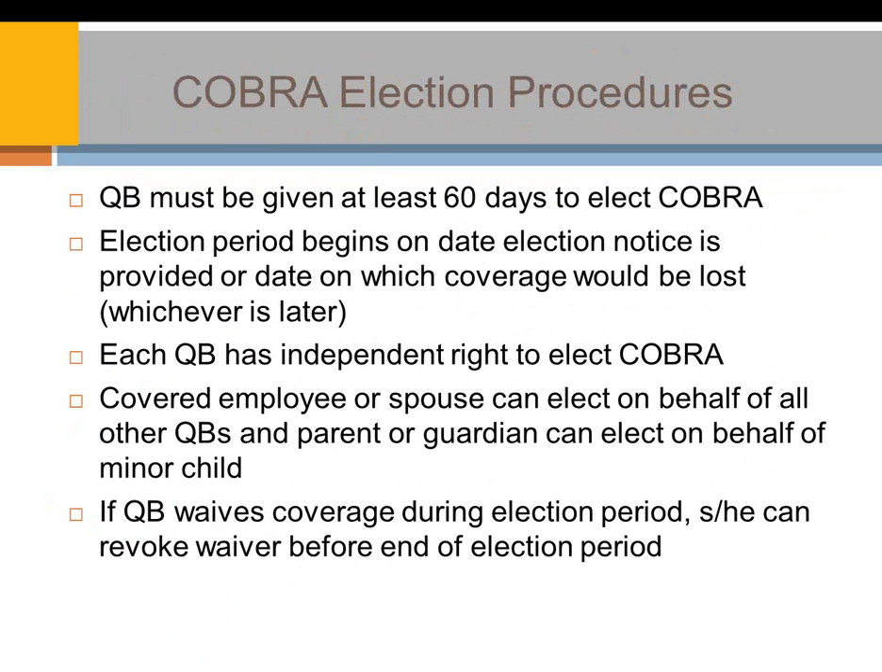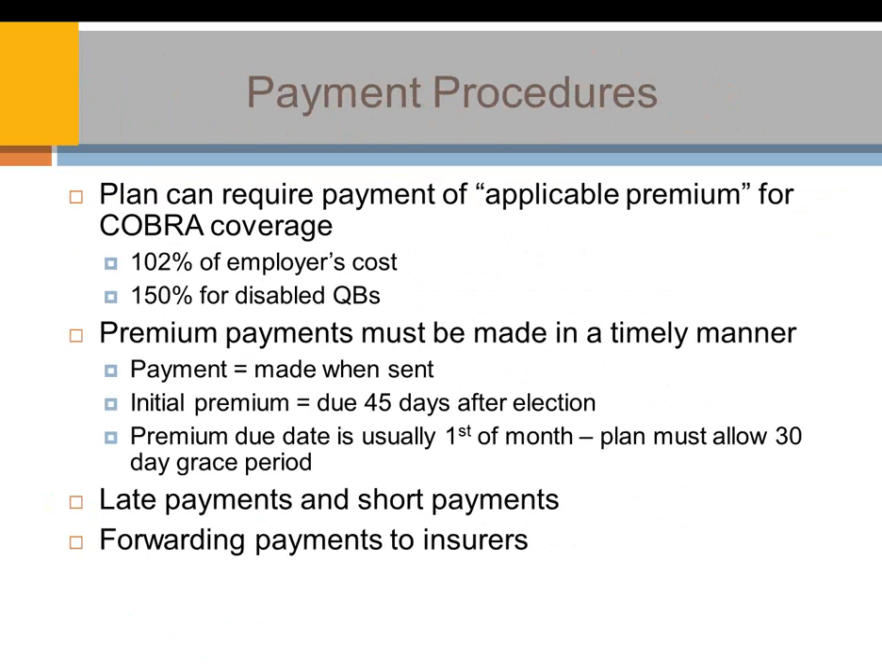You have your election procedures, payment procedures. Employers are allowed to charge an additional 2% above the actual premium for administrative expenses, unless there is a disabled qualified beneficiary, when you're able to actually charge 150%. Do not have to, but can if you'd like to.